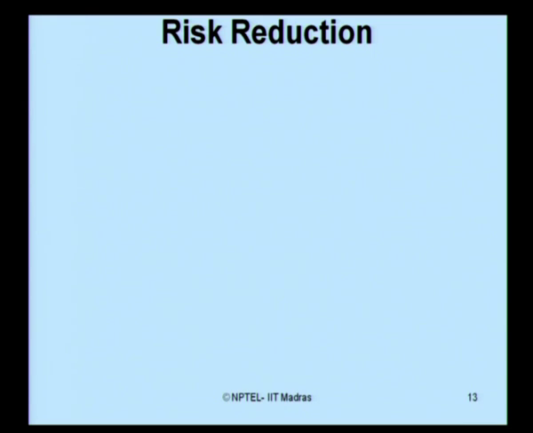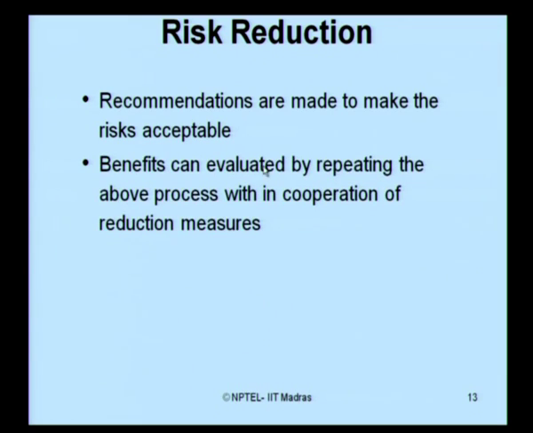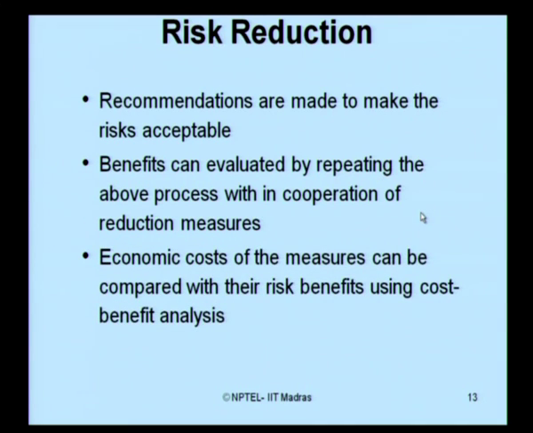remember, acceptance criteria for risk is a subjective value. Therefore, you need a regulatory measure to define what kind of risk you are going to accept for your problem. So, once that estimated risk crosses the accepted level of risk for your problem, then the question of the necessity for risk reduction comes. You should make recommendations in your analysis to bring down the risk to the acceptable level. Then the benefits can also be evaluated by repeating the above process with incorporation of the reduction measures. You also try to work out the economic benefits of the measures and compare them with the risk benefits using what we call cost benefit analysis.